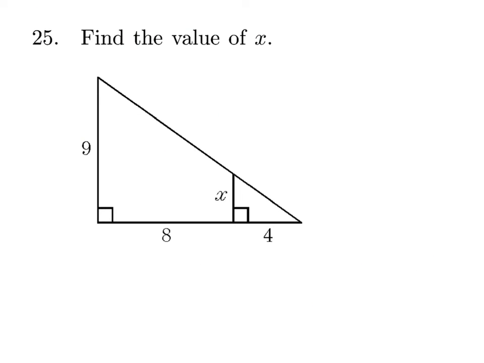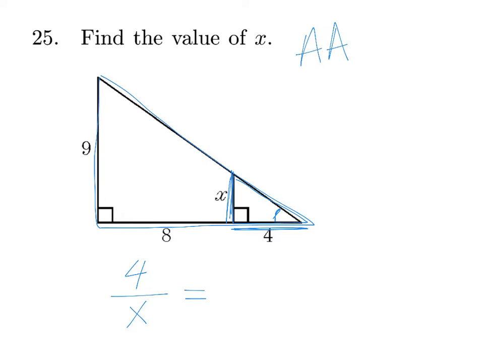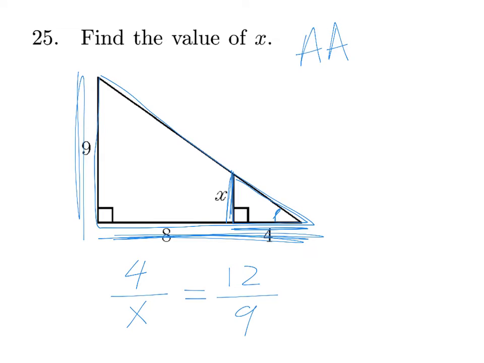All right, find the value of x. All right, how are we going to figure out x here? Well, what do I have? I have two similar triangles. They're similar by AA. All right, since they're similar, you could set up a proportion. 4 over x is equal to 12 over 9.